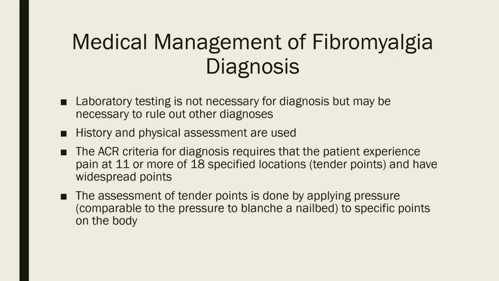So, diagnosis. Laboratory testing is not necessary for diagnosis, but it may be necessary to rule out other disease processes. History and physical assessment are used for diagnosis. The ACR criteria for diagnosis will require that the patient experience pain at 11 or more of 18 specified locations, otherwise known as tender points, and have widespread pain. The assessment of these tender points is done by applying pressure, and this pressure will be comparable to the pressure to blanch a nail bed, to specific points on the body.